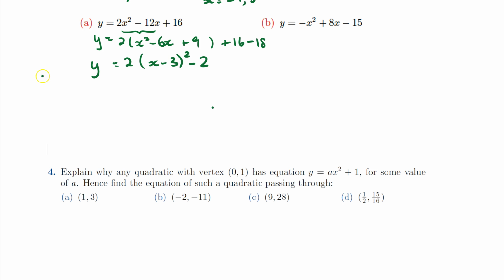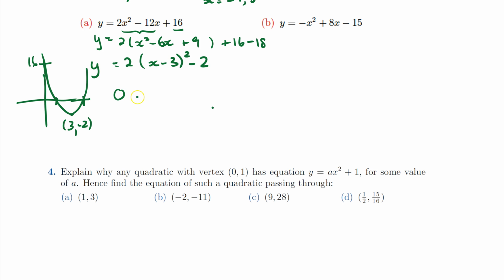So what's that done to my parabola? Well, this 2 has just affected the steepness of it. We know it's closed it up. The vertex is now at 3, minus 2, so we come out 3 and go down 2. It's concave up, so my parabola looks like this. It cuts the y-axis way up here at 16, and it cuts the x-axis here and here, which we find, as we did before, by putting y equal to 0.